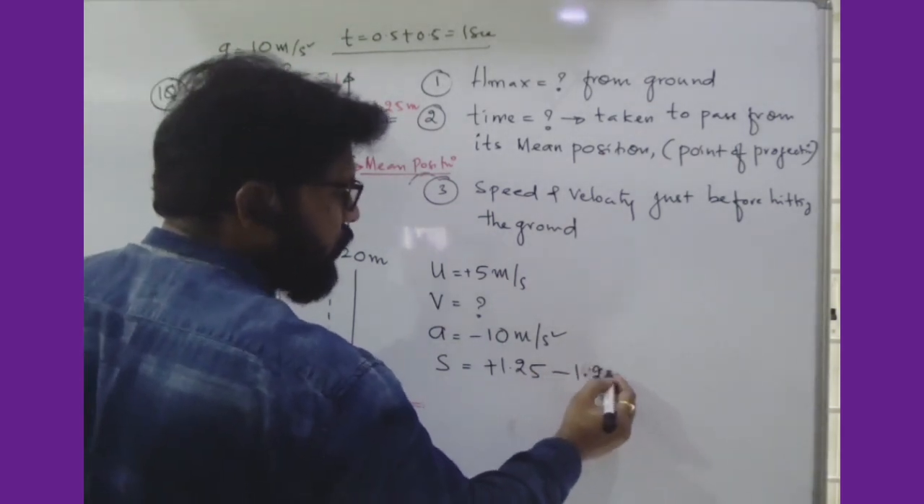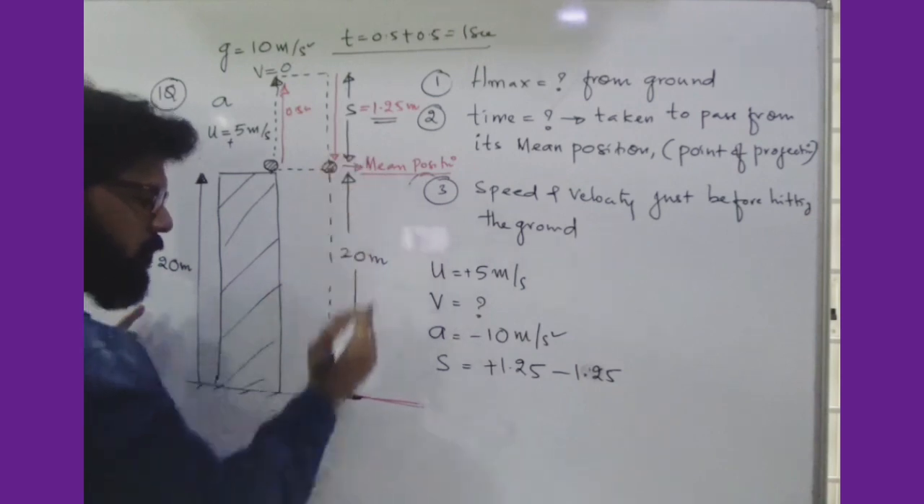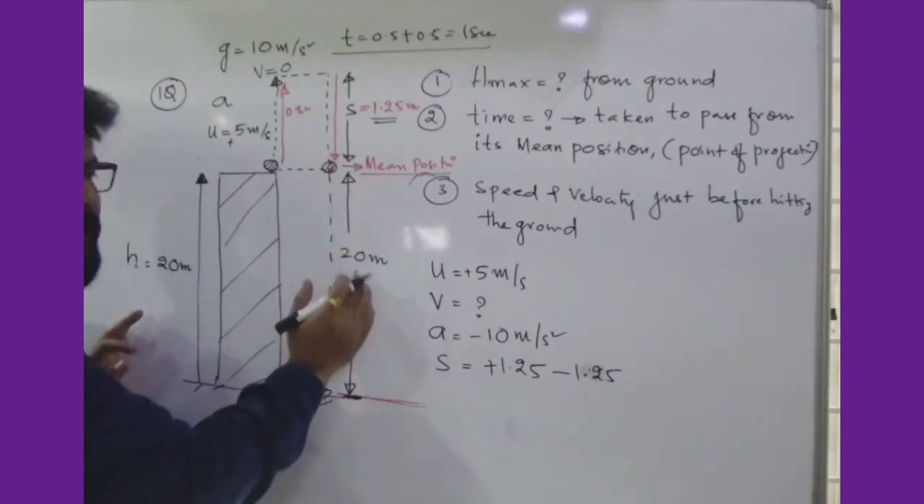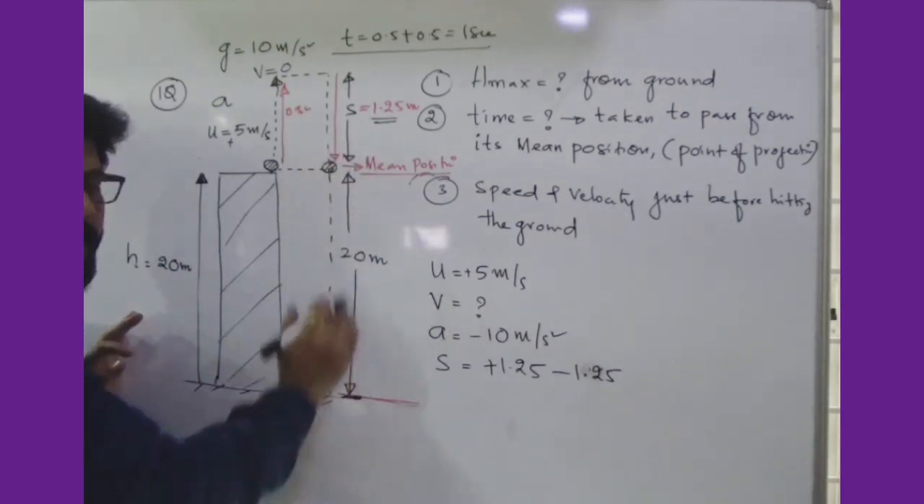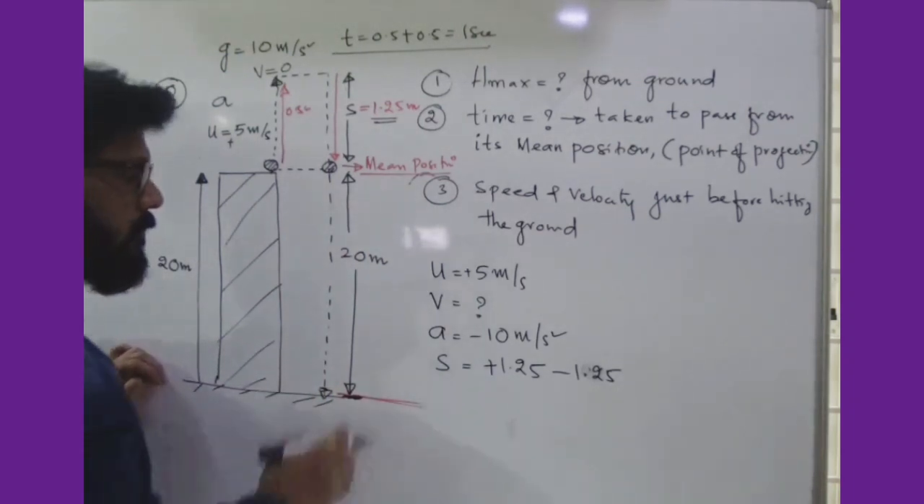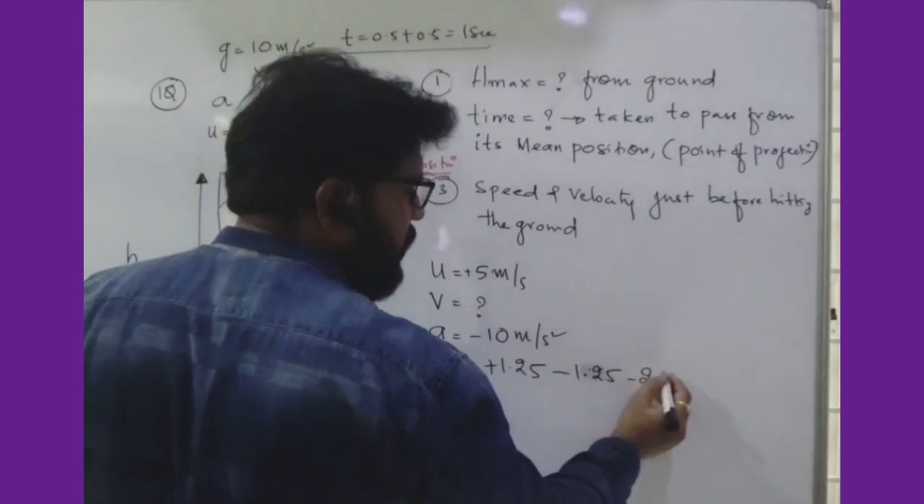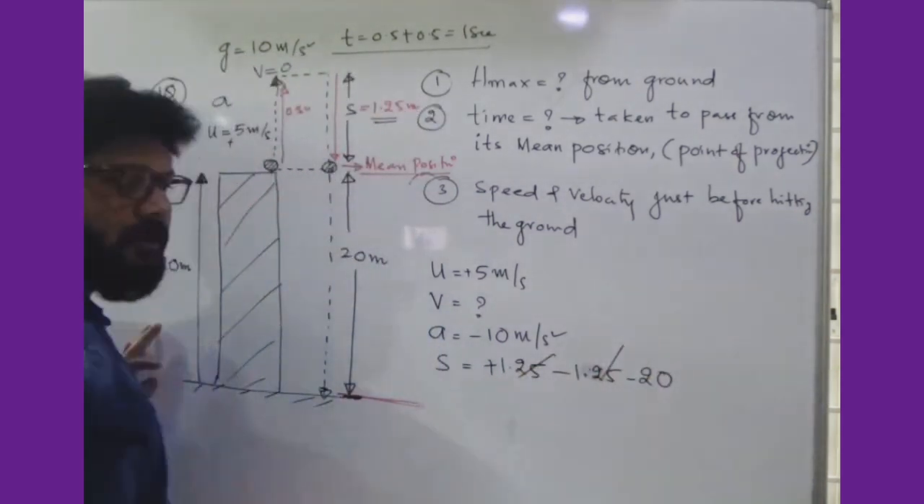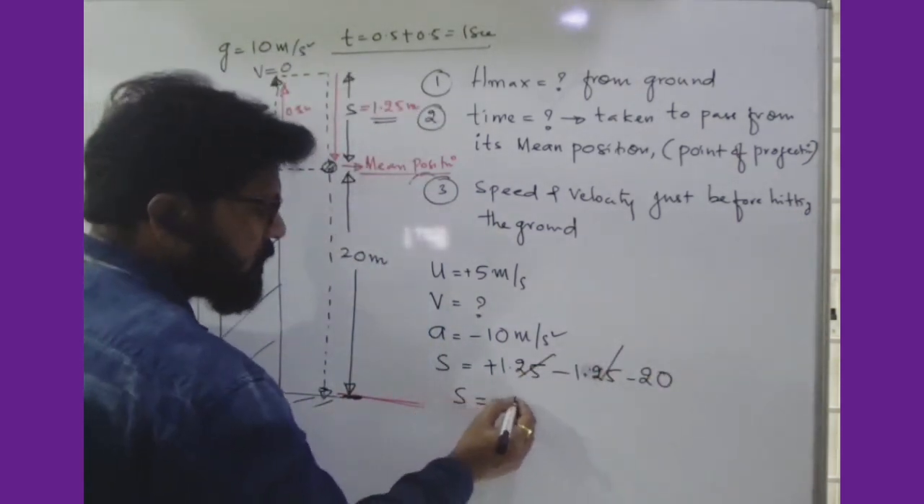Minus 1.25. After that, from the mean position to the bottom is 20. So it is in the downward direction. Is it positive or negative? Negative. That means minus 20. These two will cancel. S is equal to minus 20 meters.